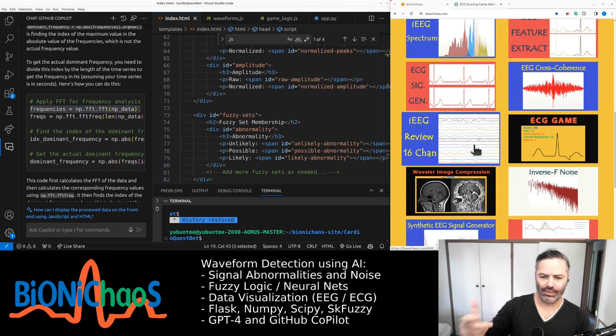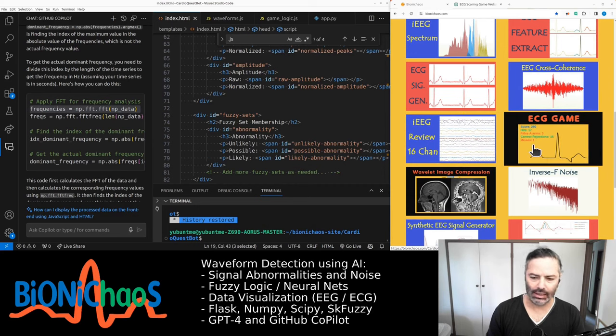We do have some real EEG data that we are working with, so we could apply it to that, maybe at a later stage. Synthetic signals are always good because you know exactly what's going on with them.